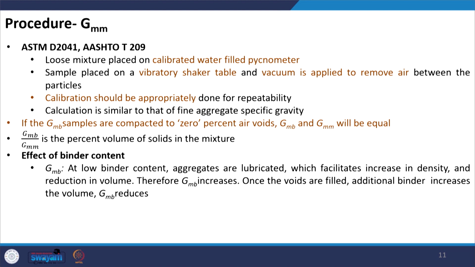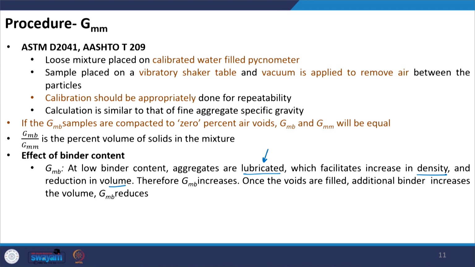So, initially the binder is providing lubrication in the mix. It helps the aggregate particles to easily slide past each other, easily to orient itself in a much more denser mass. So, initially the binder content, as we keep on increasing, it provides lubrication, which facilitates increase in density, which means GMB will initially increase with increase in binder content, alright, because the volume is reducing.